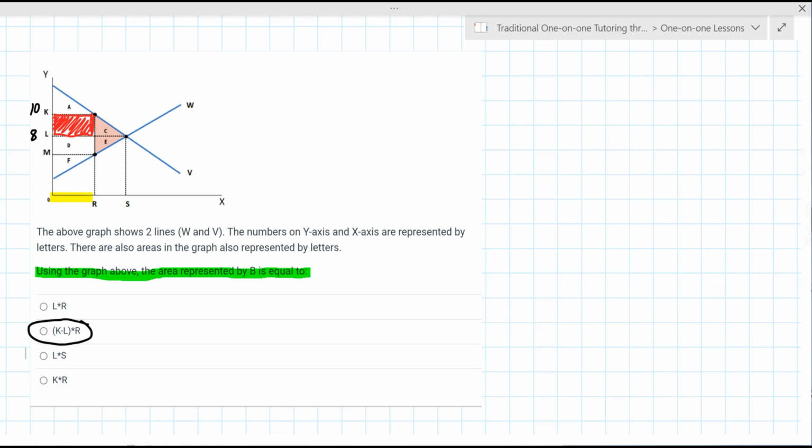In this class, you're going to be calculating some of these areas, but for now, you just need to know the formula. All right, question 16. Move on to that.